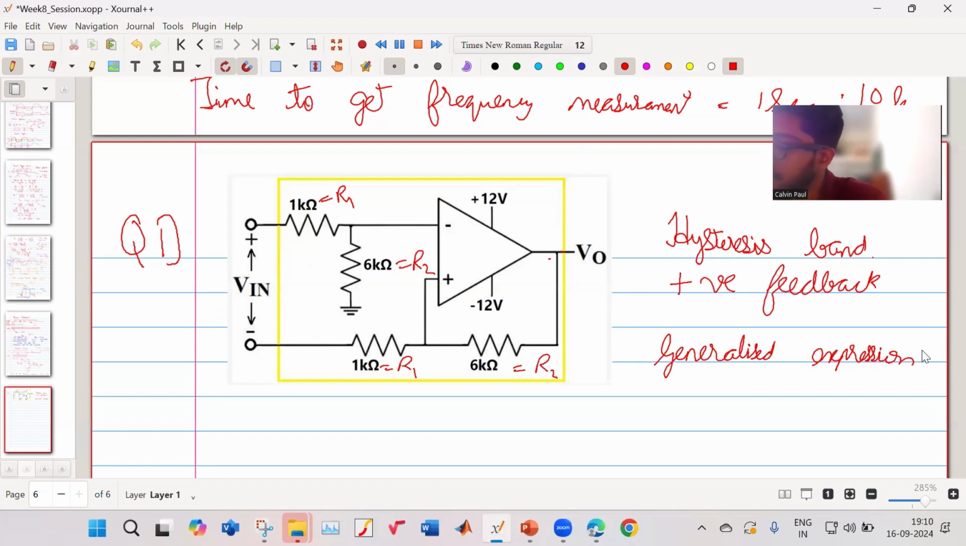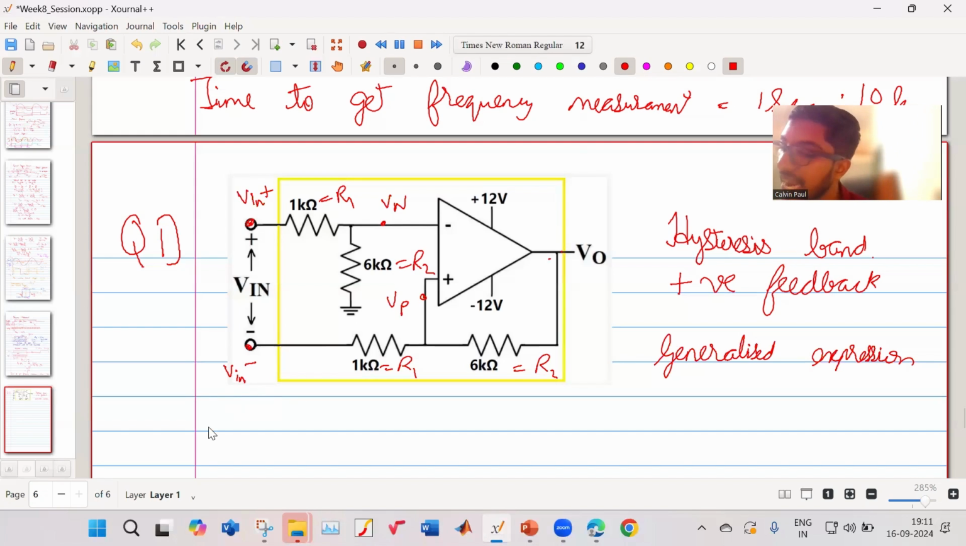Now, this is the point Vn, this is the point Vp. Okay, we have got Vn and Vp. Now we must find out this thing. So I will label this point as my Vin positive, and this point as Vin negative. So this point is at a potential of Vin positive. This point is at a potential of Vin negative.